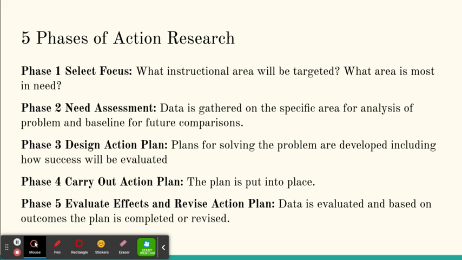These are the plans for solving the problem and are developed including how success will be evaluated. So basically just looking at how will we be successful, what does successful look like, and what do we need to get to that point. Then you carry out the action plan. Simply put, the plan is put in place. And then finally, you're going to evaluate the effects and revise. So the data is evaluated based on the outcome. It is either completed, revised, or redone completely. So you might be done, you might need to make some tweaks, or you just might need to scrap it and try again.